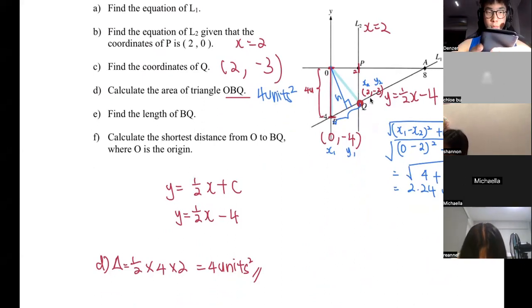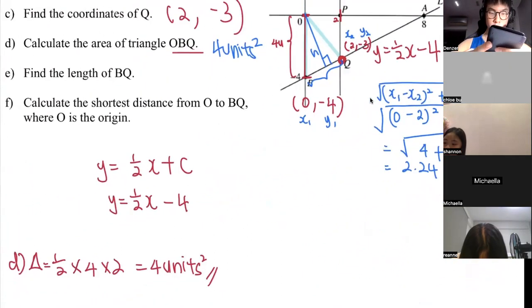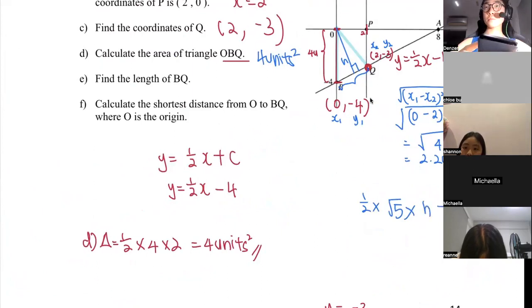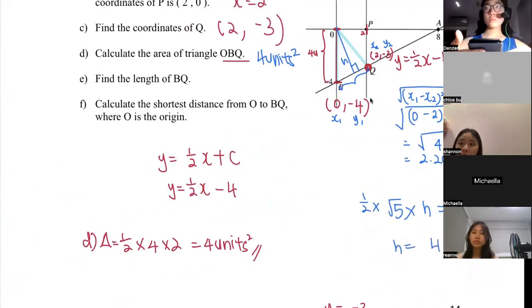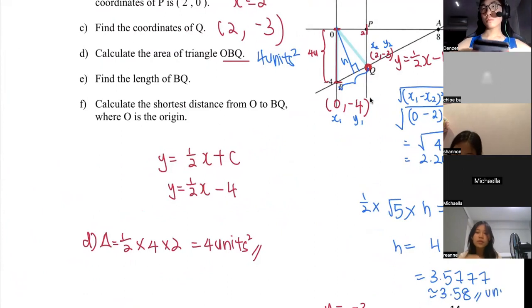Okay, so can you see that in this triangle, I have another pair of base and height, right? Fair enough. Where my BQ is square root 5, so half times root 5 times H also equals the same area, 4. Okay, H equals 4 divided by half divided by square root 5, which gives me 3.5777. I round it off to 3.58 units.